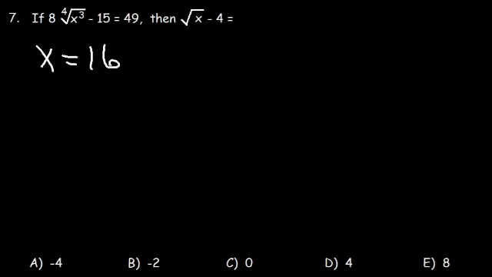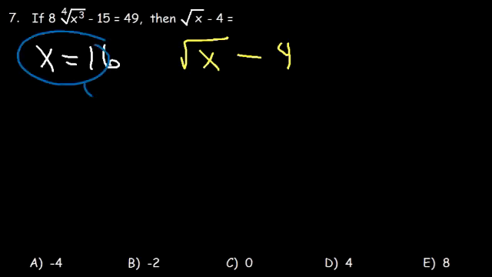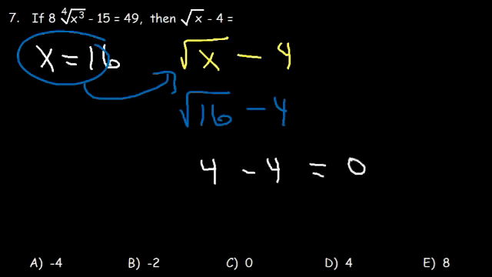But our goal is not simply to find the value of x. We want to find the value of this expression, the square root of x minus 4. So let's take the value of x and insert it into this expression. So the square root of 16 minus 4. The square root of 16 is 4, and 4 minus 4 is equal to 0. So C is the correct answer for this problem.